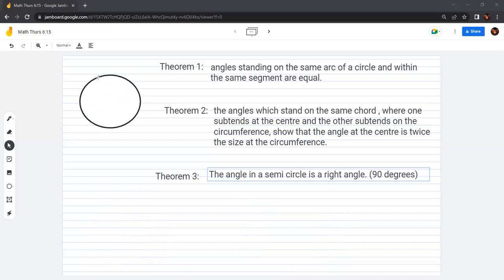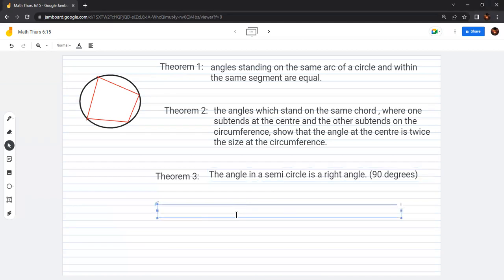anytime you have a quadrilateral, remember, quadrilateral is a four-sided figure. Anytime you have a quadrilateral within a circle where each point of the quadrilateral touches each point of the circumference of the circle, we call those a cyclic quadrilateral. Right, so theorem number 4, we're going to look at cyclic quadrilaterals.